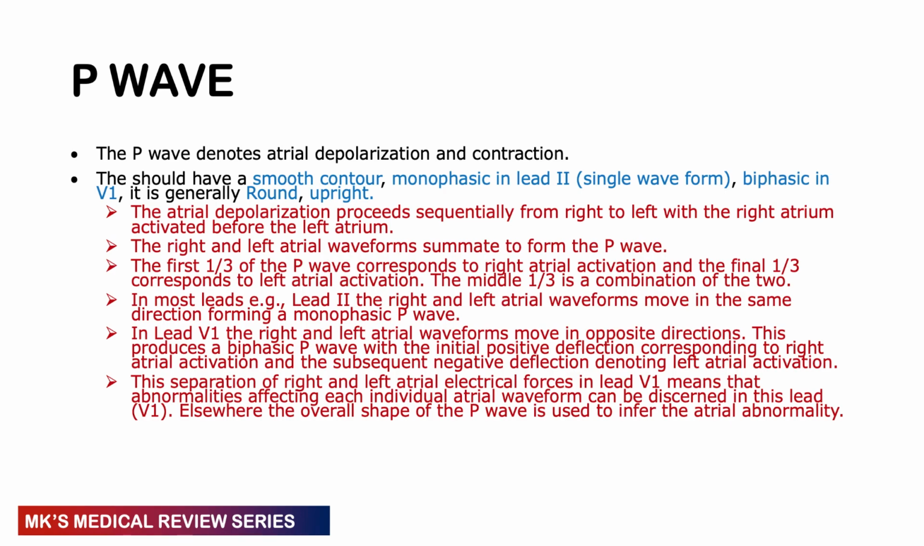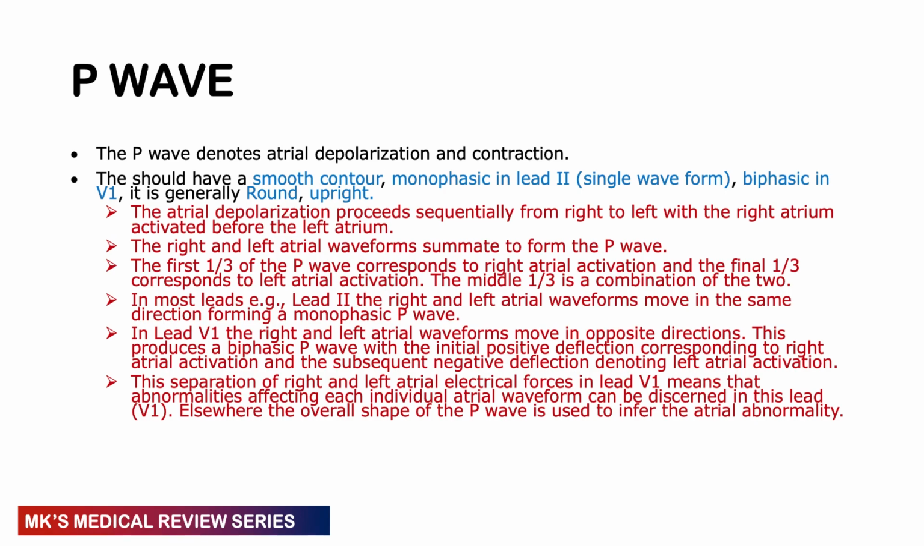So in lead V1 you have the right and the left atrial waves in opposite directions. The first wave is positive, indicating the depolarization of the right atrium. Then the second wave is a negative wave, indicating depolarization of the left atrium. I will show you what these look like. Remember that this separation in lead V1 means that we can actually pick out certain pathologies that are affecting specific atria.